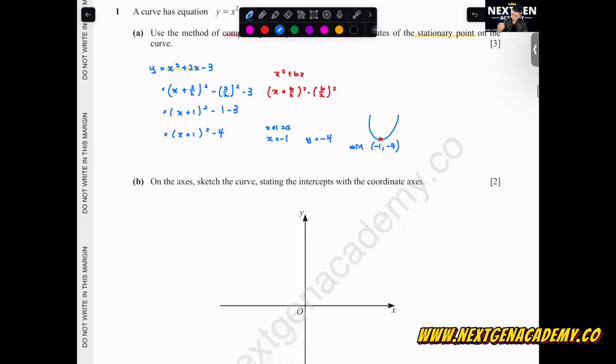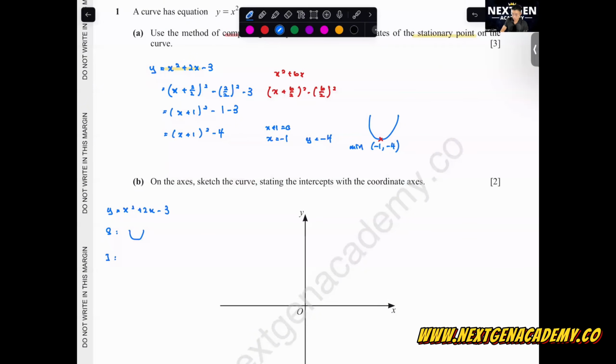Number 2. On the axis, sketch the curve stating the intercepts with the coordinate axes. We will use the acronym SIM. We determine what's the shape, what's the intercept. They never asked us to state where's the maximum or minimum point, but since we already found it, make sure you plot it at the correct place. So first, y equals x squared plus 2x minus 3. Shape: happy face graph, because you have a positive x squared.